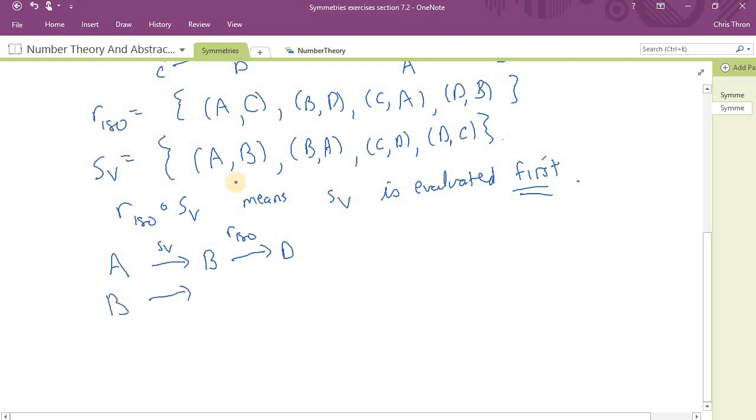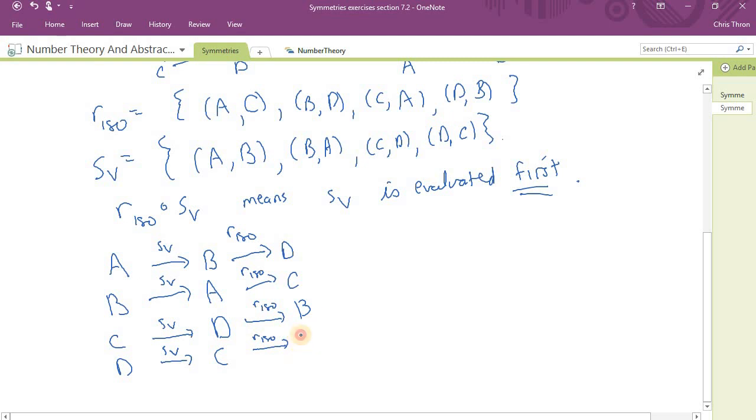B goes where? Well, B, under SV, goes to the position of A. Then A, under R180, goes to C. Okay. What about C? C, under SV, goes to the position of D. D goes to where? D goes to B. Okay, so this is going to be R180. And then here I have D under SV goes to C, and then C under R180 goes to A. All right.